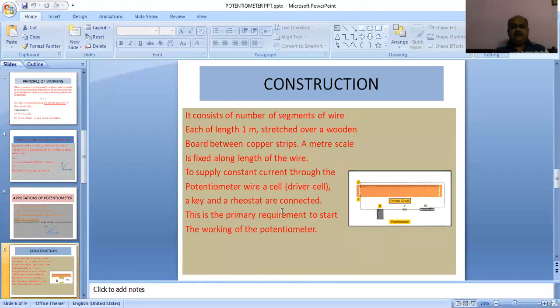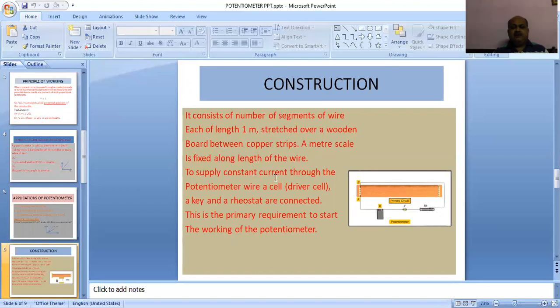Let us start construction. What does it consist of? It consists of a number of segments of wire. Many wires are there over a wooden board. So this is called a number of segments of wire, each of length 1 meter, stretched over a wooden board between copper strips. A meter scale is fixed along the length of the wire.